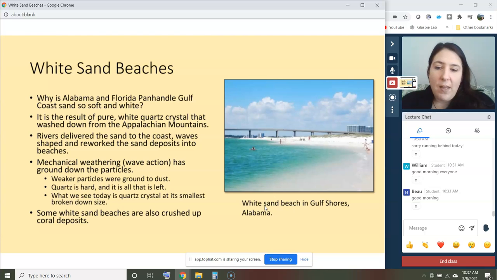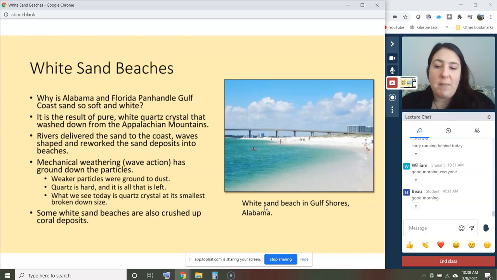The mechanical weathering has ground down the particles further from wave action, for instance. And weaker particles were eventually ground into dust and disappeared from the beach. And all that's left is the hardest of the particles, and that includes quartz. And so essentially, eventually after everything is broken down, all you have left is quartz, and that's why we have these beautiful white sand beaches. So what we see is quartz crystal at its smallest broken down size.